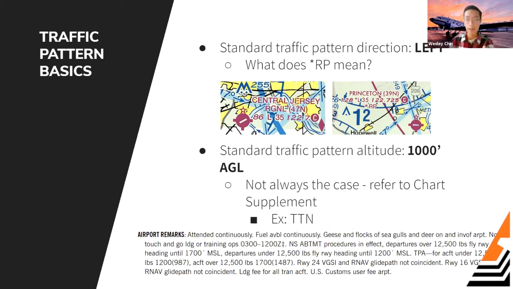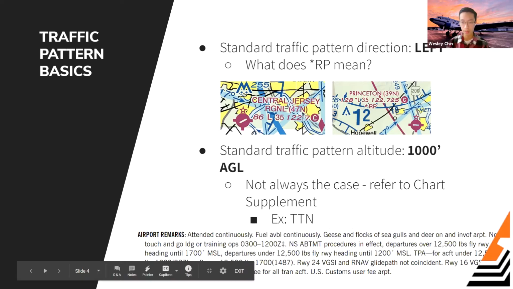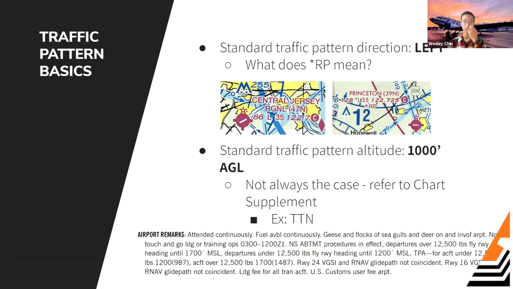Your standard traffic pattern altitude is going to be 1,000 feet AGL, and again, it's not always going to be the case. We do want to refer to that chart supplement for further information. So, for example, at Trenton, right, if you check out those airport remarks, right over here, it says TPA for aircraft under 12,500 pounds, your pattern altitude is going to be 1,200, which is 987 AGL. But for aircraft over 12,500 pounds, pattern is going to be 1,700 feet MSL, so they're a little higher. It's something you're going to see pretty often there.